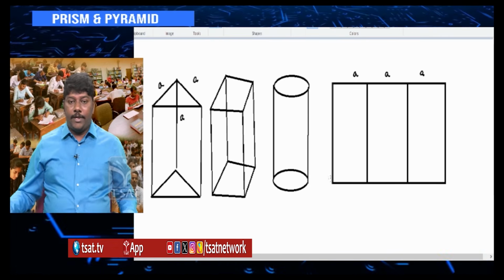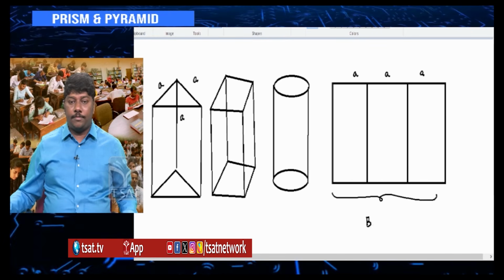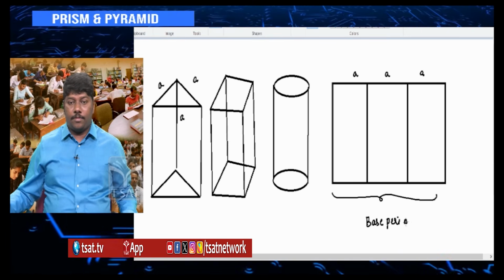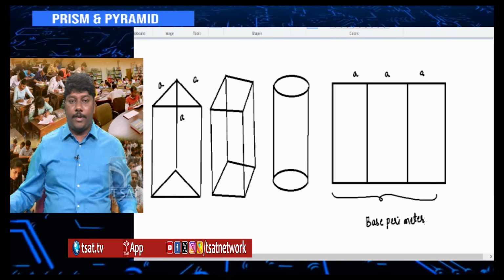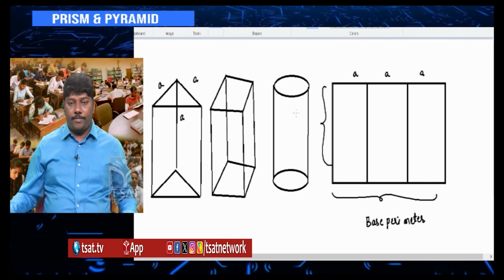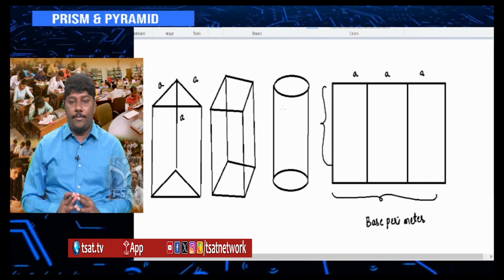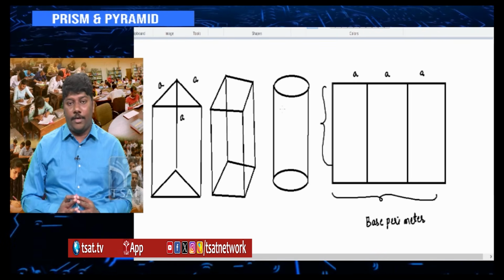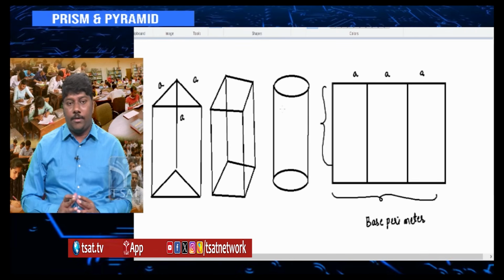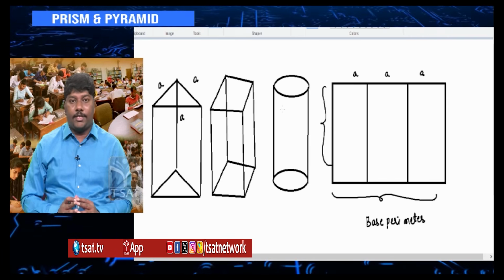So ultimately, for this rectangle, the length of the rectangle becomes the base perimeter. The height of this rectangle becomes the height of the prism given. I have taken a triangle here, so I have opened it up and I get the base perimeter, meaning the triangular perimeter, and the height is the height of the prism. If I open it up, I can find the lateral surface area. This rectangular surface is nothing but the lateral surface area.